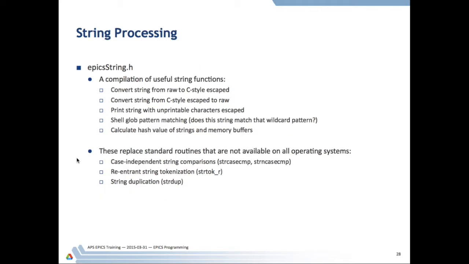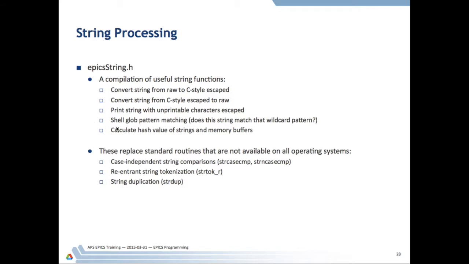String processing: we have an EPICS string.h. Unlike the others, this doesn't actually include the regular string.h header. It's basically a compilation of various useful string functions and also some replacements of standard routines that might not be provided on all operating systems. So we provide useful functions for converting strings to and from C-style escapes, so \n will get converted into a real new line character and vice versa. And also for printing strings that may have unprintable characters in them, usually used for debugging serial messages, where you want to see exactly what the characters are.